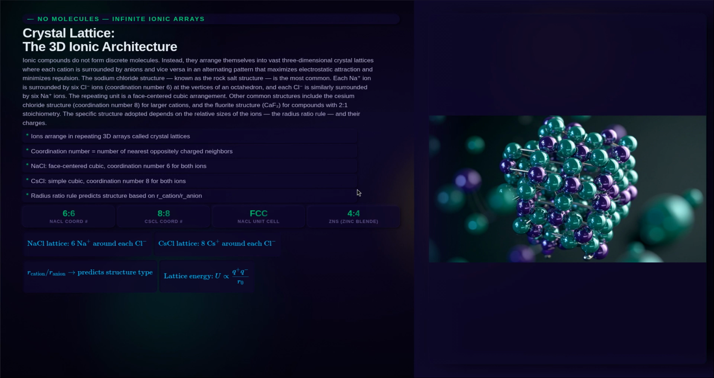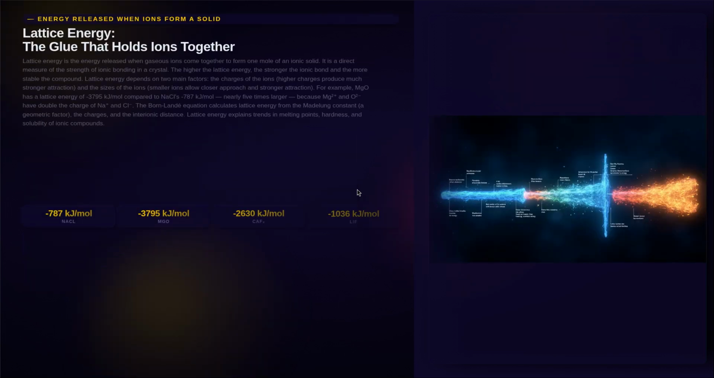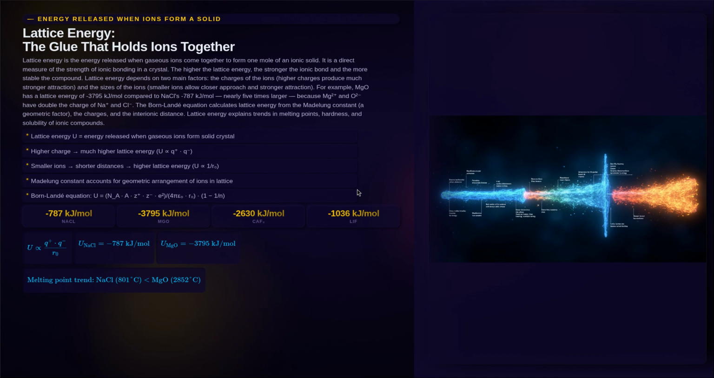Other common structures include the cesium chloride structure with coordination number 8 for larger cations and the fluoride structure for compounds with 2-to-1 stoichiometry. The specific structure depends on the relative sizes of the ions, known as the radius ratio rule, and their charges. Lattice energy is the energy released when gaseous ions come together to form 1 mole of an ionic solid. It is a direct measure of the strength of ionic bonding in a crystal. The higher the lattice energy, the stronger the ionic bond, and the more stable the compound.